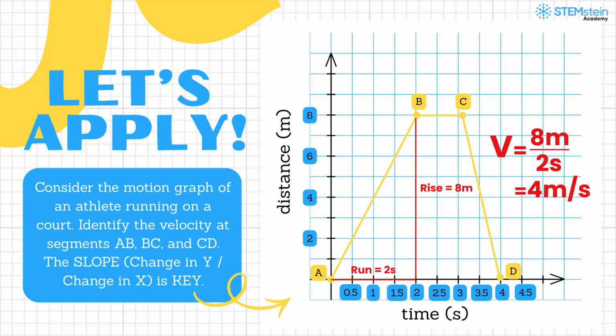Let's apply our understanding of graphs and our knowledge of velocity and speed to calculate the velocity of this segment AB in this graph. To calculate this velocity, we need to find the slope. The slope is the change in y over the change in x, or rise over run. In this case, over 2 seconds, the rise is 8 meters and the run is 2 seconds. So our velocity would be 8 divided by 2, or 4 meters per second, a positive 4.